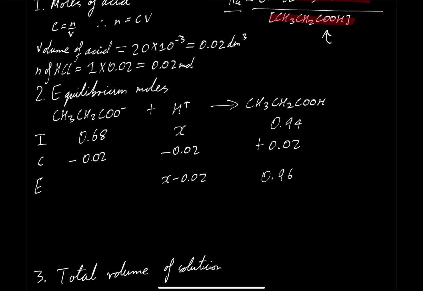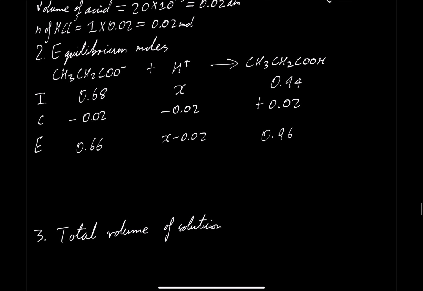We're not really interested in that, but we have 0.66 moles of propanoate ions. Here is how I like to represent it: moles of propanoate ions. Notice I put curved brackets for moles. I never represent moles with square brackets, because remember, square brackets are only for concentration. So the moles of propanoate ions, CH3CH2COO minus, is equal to 0.66, or the equilibrium moles of propanoate ions is 0.66 moles.